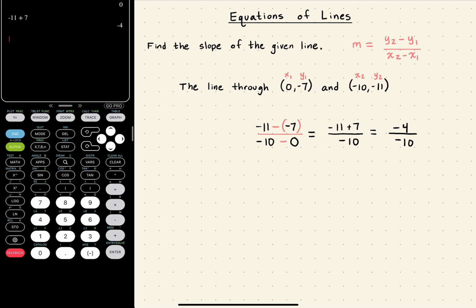And now we just need to reduce. So a negative divided by a negative is going to give us a positive. And 4 over 10, well, that can be reduced by 2. We can divide each of those by 2. So 4 divided by 2 is 2. And negative 10 divided by 2, 10 divided by 2 is 5. So our final answer here is 2 over 5 for our slope.